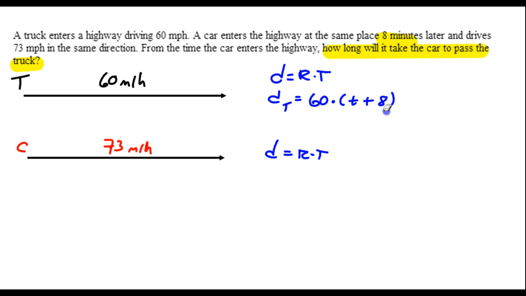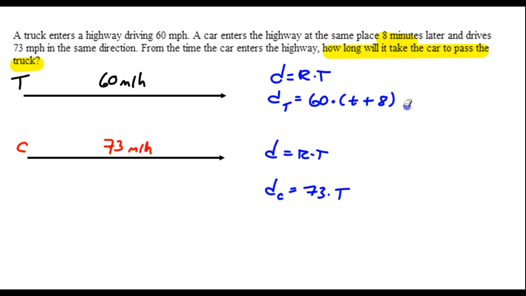Because if you think about it, the truck got an 8-minute head start, so it's going to be ahead in time of the car. And then the distance of the car is going to be rate times time. So again, that's just going to be 73 times T right there.